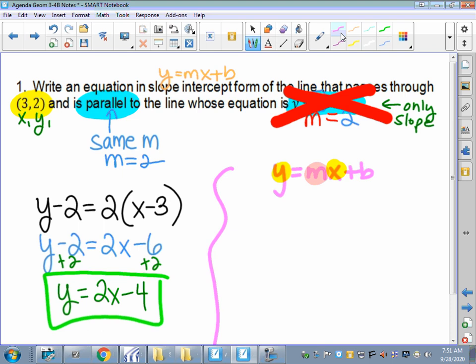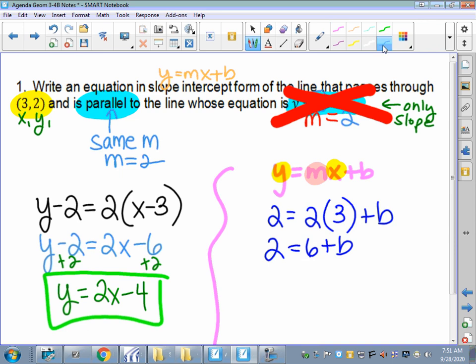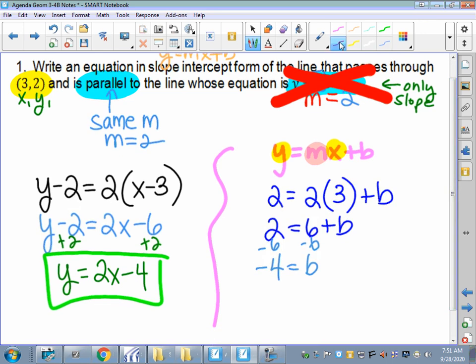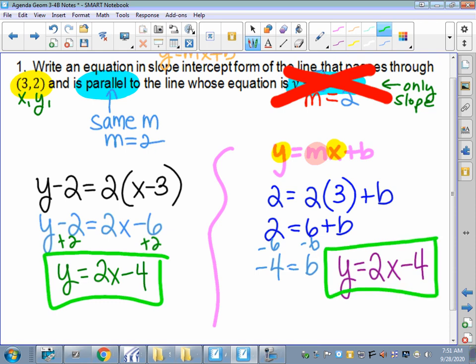Some people like it. So my y is 2 equals my slope 2 times 3 plus b. So 2 equals 6 plus b, so I'm going to subtract 6. b equals negative 4, right? So same. And then I'm going to just go ahead and go back to mx plus b. x and y become variables again, so y equals the slope of 2 times x minus 4. Same answer, different way to get it, whichever way makes the most sense to you. So you pick what works best.